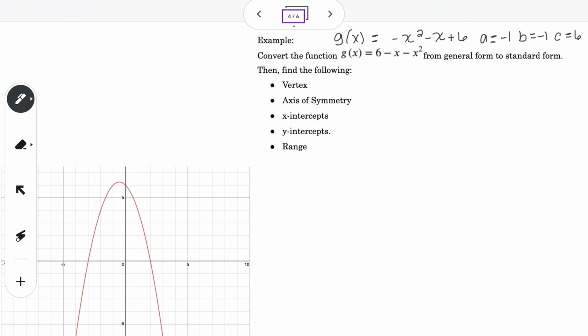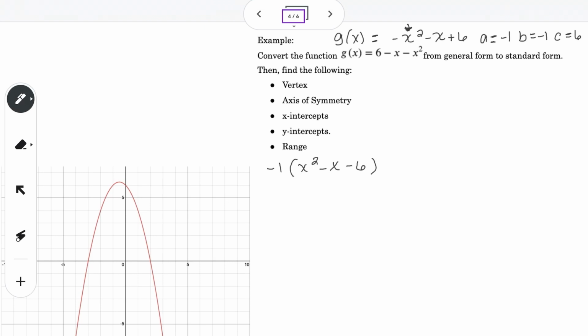It doesn't specifically say to convert. Okay, so let's first convert, because I think that'll be more helpful than actually using the formula itself. So let's convert first, because that'll automatically give us our vertex. Pretty easy peasy, and from our vertex we can grab the axis of symmetry. So I'm going to start off, currently I have negative x squared minus x plus 6, but notice we want this x squared to be positive, so I'm going to factor out a -1 so that it changes the sign with everything to help us out.